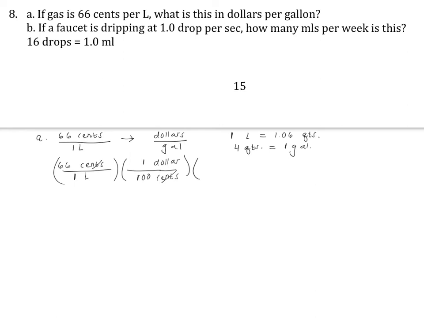Now I want to convert the liters to gallons. I know that for every 1 liter, there's 1.06 quarts. And there are 4 quarts in 1 gallon. So our quarts cancels out, and our liters cancels out, and we're left with dollars in the numerator and gallons in the denominator. So if you plug this in your calculator, you end up with $2.5 per gallon.